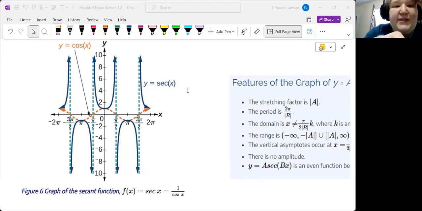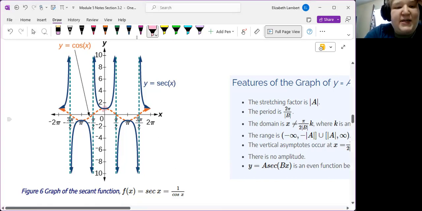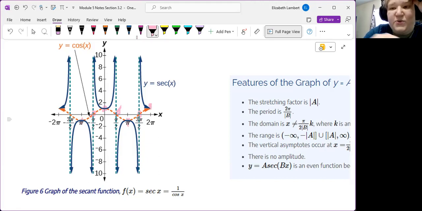Those are the points that you really want to focus on in this mess: here, here, here. Where are the asymptotes? Where are the max and min points? And the asymptotes are just the 0 points on cosine, because 1 over 0 is infinity. But just like I said before, these have asymptotes, and one of the questions will be, where are the asymptotes?